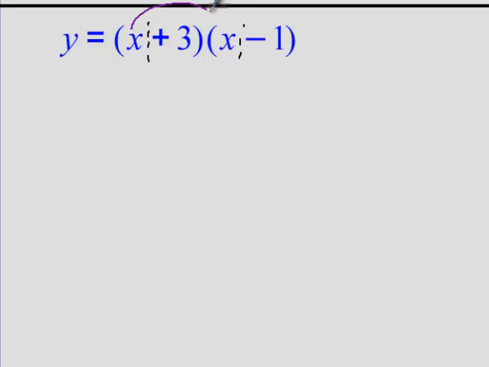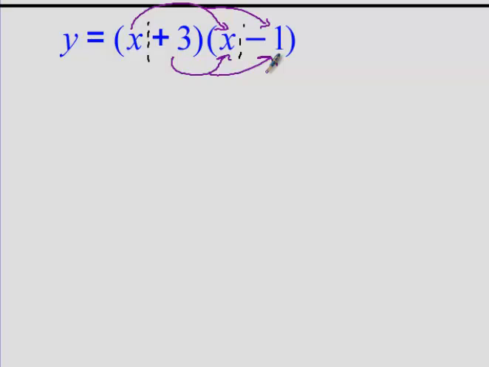So I go x times x, first term in the first set times first term in the second set, right? And then I have to take x times the negative 1, first term in the first set times second term in the second set. If there was a number past the negative 1, I'd have to take the x times that as well. Everybody okay? So this is just a giant distributive property. And then I take 3 times what? The x, right? Second term in the first set times first term in the second set. And then take the 3 times the negative 1, second term in the first set times second term in the second set. And I keep going until I'm out of numbers.